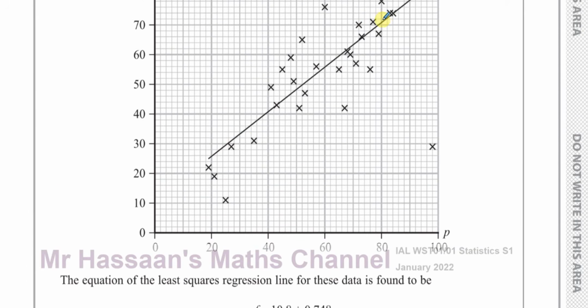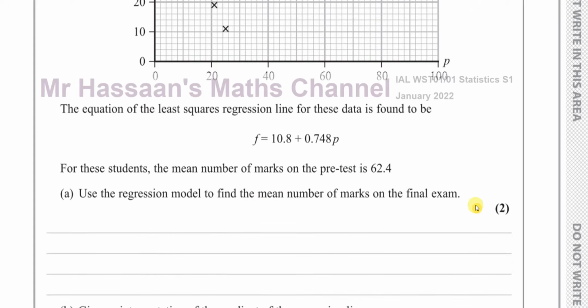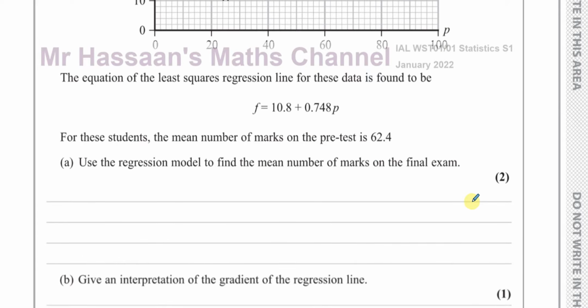Now it says the equation of the least squares regression line for these data, which means the equation of the line of best fit, is found to be F, the final score, equals 10.8 plus 0.748 times P, which is the pre-test score. For these students, the mean number of marks on the pre-test is 62.4. Use the regression model to find the mean number of marks on the final exam. So basically, this is telling us to find F when P equals 62.4.